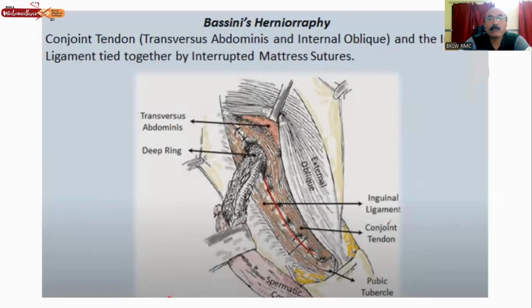So this is a diagram which shows the external oblique aponeurosis above, inguinal ligament, conjoint tendon, pubic tubercle, spermatic cord, deep ring, and the reconstruction. After reconstruction, it looks like this. So here what is done? The conjoint tendon, that is transversus abdominis and internal oblique together, and the inguinal ligament are tied together by interrupted mattress sutures.